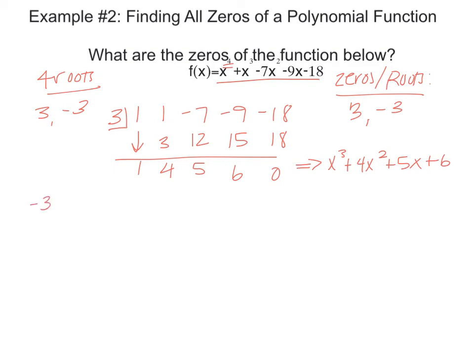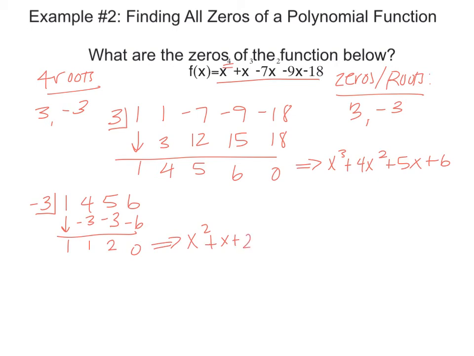So here we go, -3. And its coefficients are 1, 4, 5, and 6. So drop down the 1. That gives me -3, 1, -3, 2, -6, 0. So that equation becomes x squared plus x plus 2.